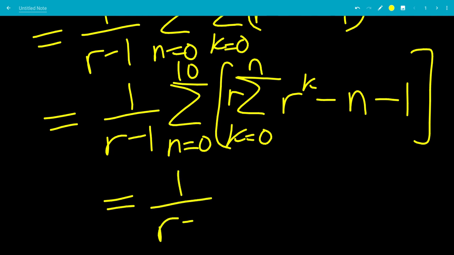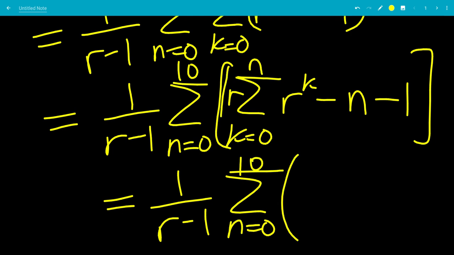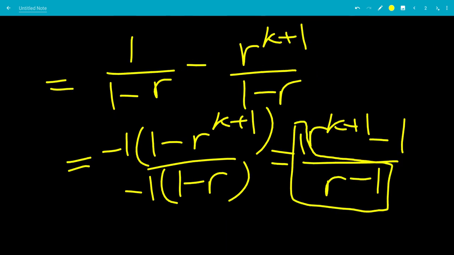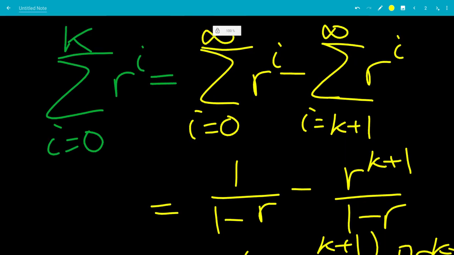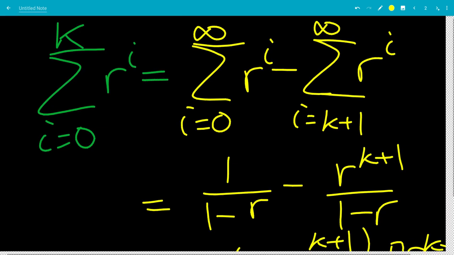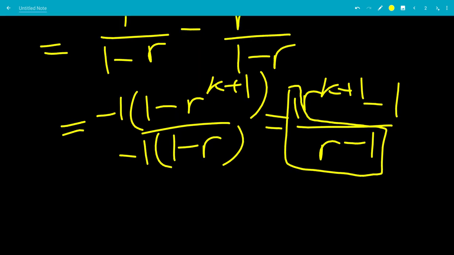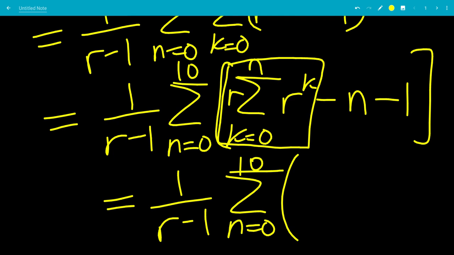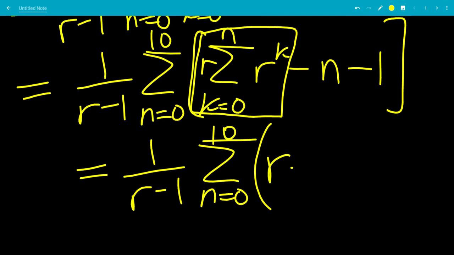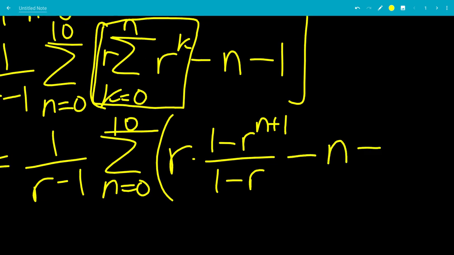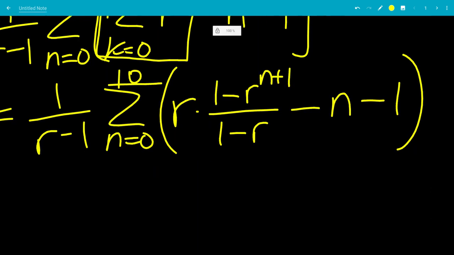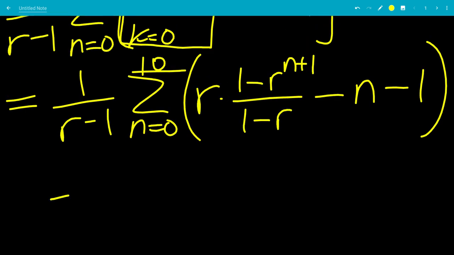So we have 1 over r minus 1, and we have the sum from n equals 0 to 10. For this part, we kind of just did the same thing here. So the sum from i equals 0 to k, and you get the r to the k plus 1 term minus 1 over r minus 1. So over here, you're going to get r times something. In this case, you'll get 1 minus r to the n plus 1 all over 1 minus r, because n is the last variable. And then we're going to have minus n minus 1. Okay, good. So now we can split these up again.